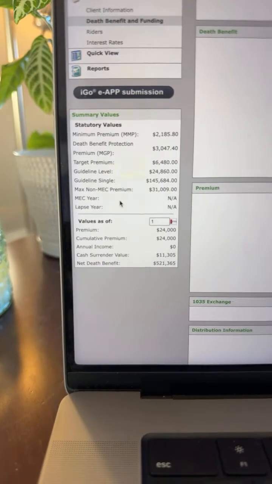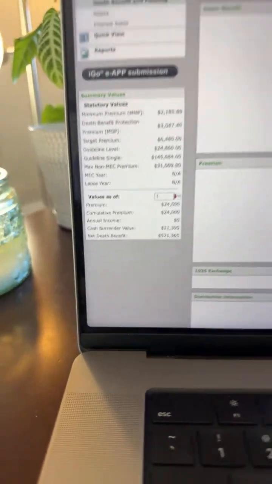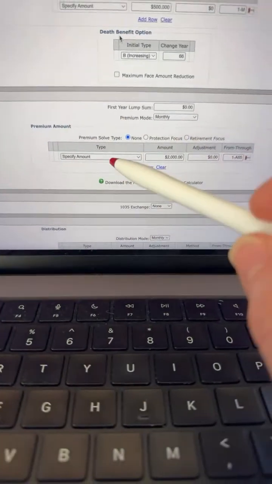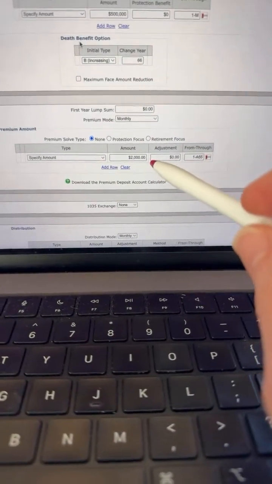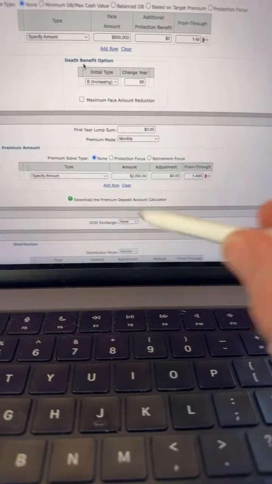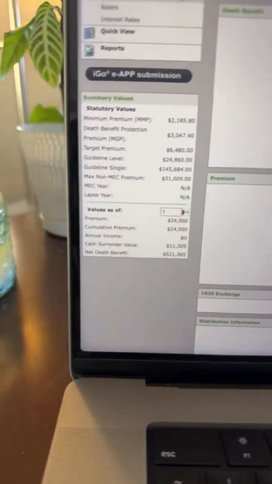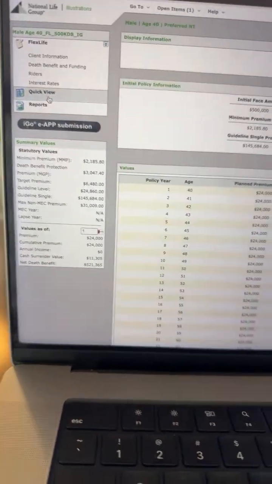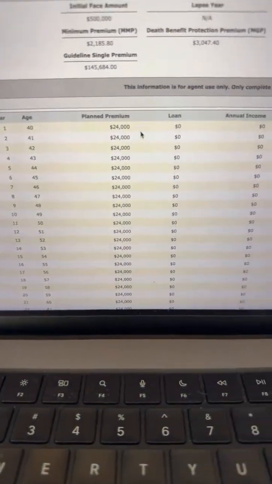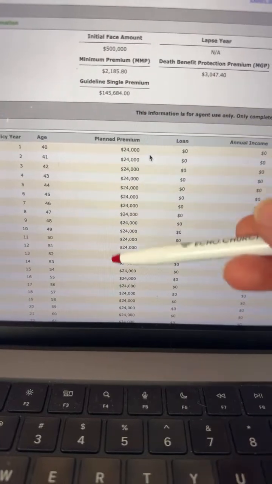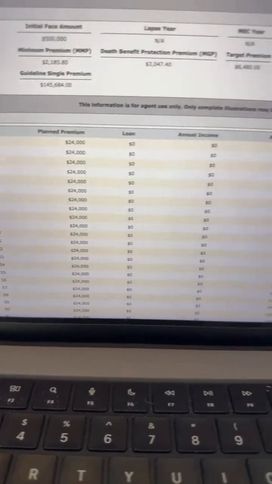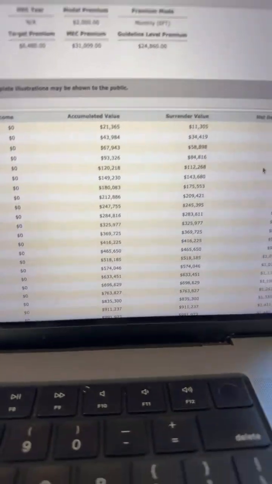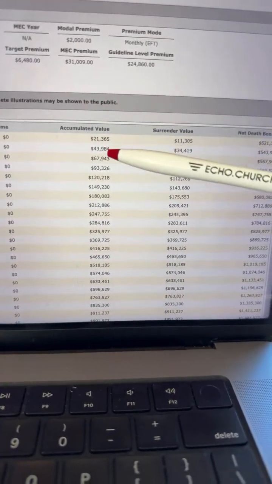Well, maybe he doesn't want to put in $31,000 a year. If we look over here at our premiums, maybe he wants to do $2,000 a month, which is $24,000 a year, but he still wants access to quick cash right away. If we look at the illustration here, what you're going to see is he's putting in $2,000 a month, or essentially $24,000 a year. But if we look over here, let me walk you guys through this a little bit.